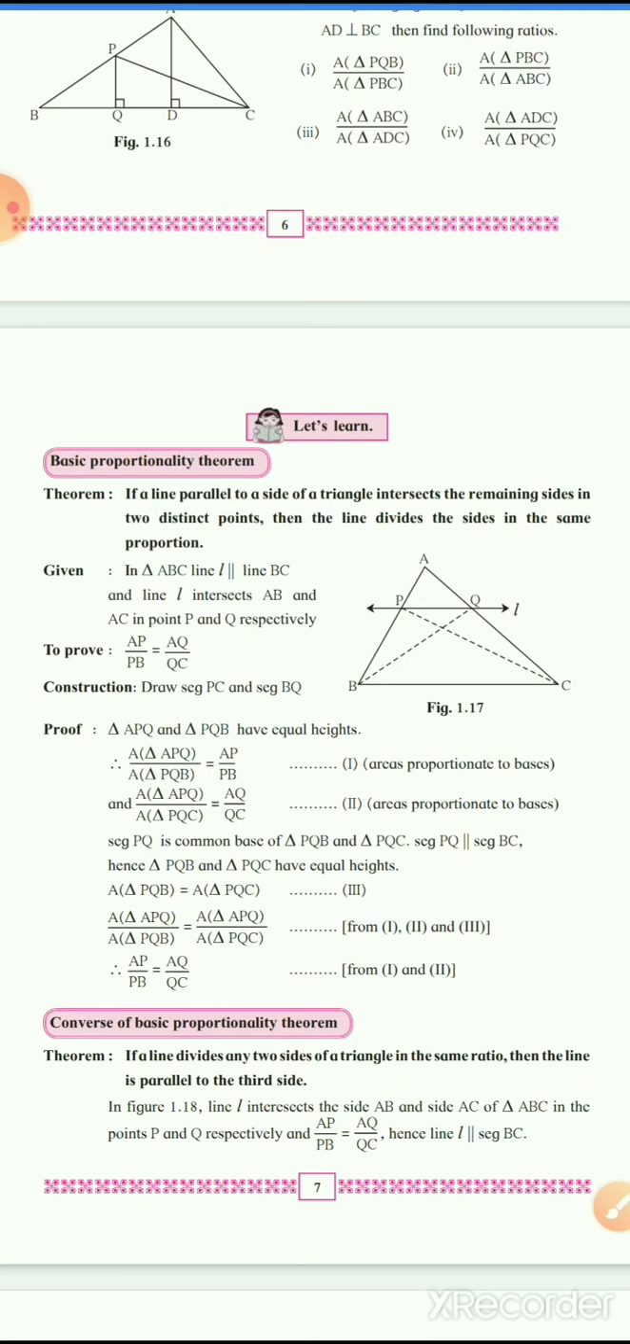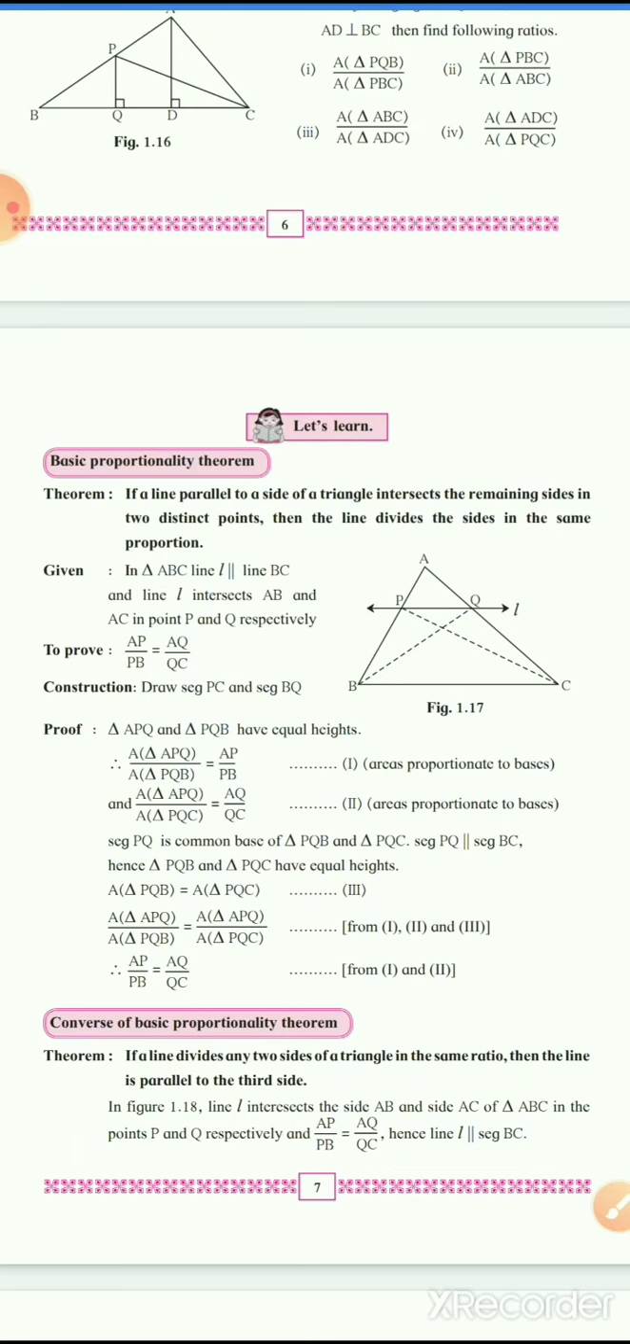To prove, then the line divides the sides in the same proportion. Say in the same proportion means AP upon PB is equal to AQ upon QC. Once again I am telling you, the line divides the sides in the same proportion means AP upon PB is equal to AQ upon QC.